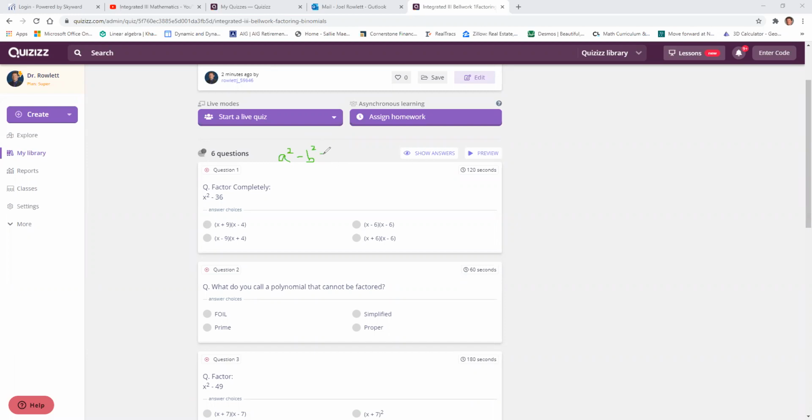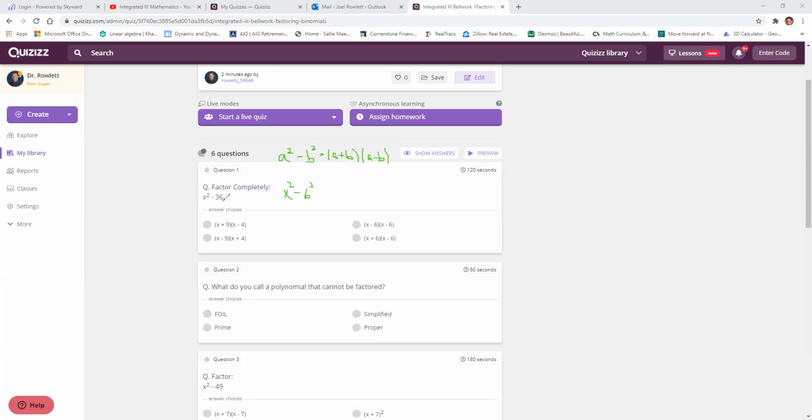And if we want to factor a difference of squares, all we do is we take the first base plus the second base, and we multiply that by the first base minus the second base. Now this formula only works if you have a difference of squares. And if you look at number 1, we do have a difference of squares because 36 is actually 6 squared. So that's going to be x squared minus 6 squared.